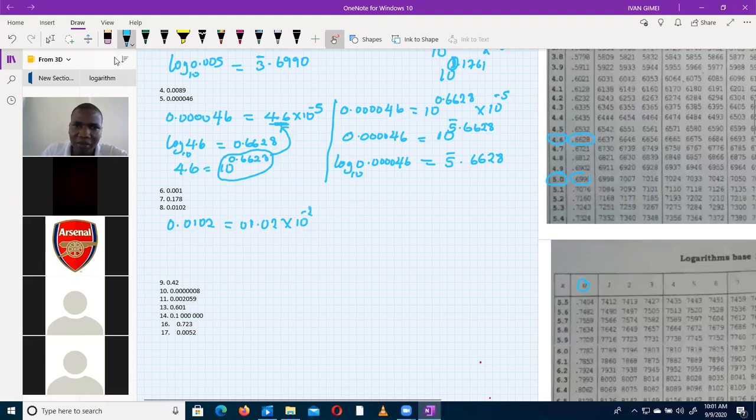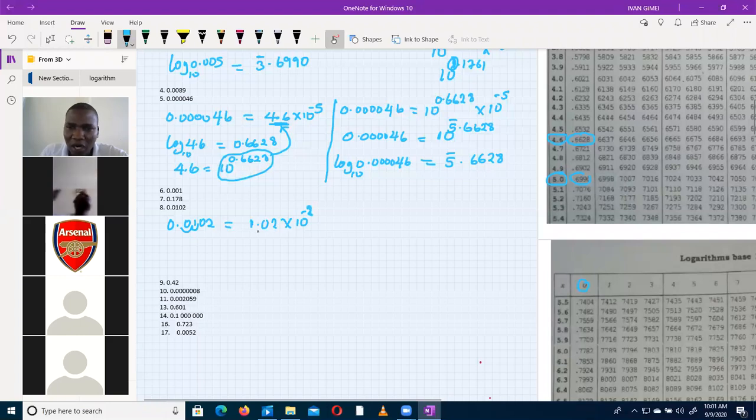So we can leave out this first 0. There's no problem if we leave it out. And we write just like that. We just shift the decimal point 1 place, 2 places. So it will be 1.02 times 10 power -2. Since we moved 2 steps to the right, that's what it becomes. So we have something like this.